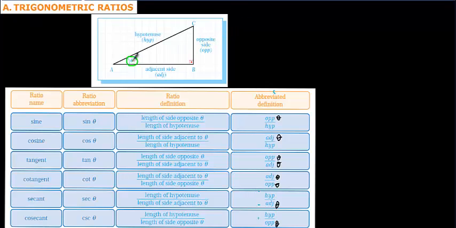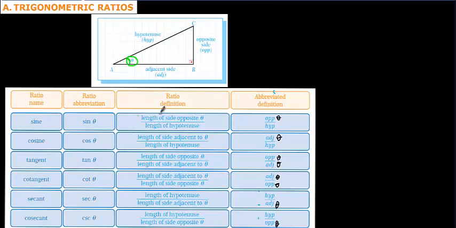With respect to theta, the side BC is called the opposite side, and the side which is also one of the rays of the angle is called the adjacent side, and the hypotenuse is the general name from the right triangle.